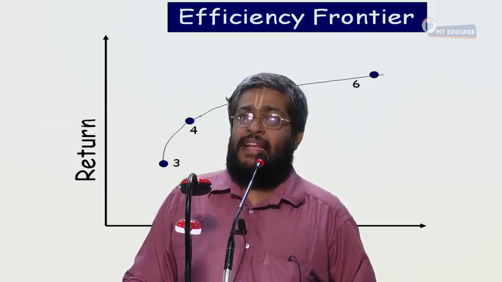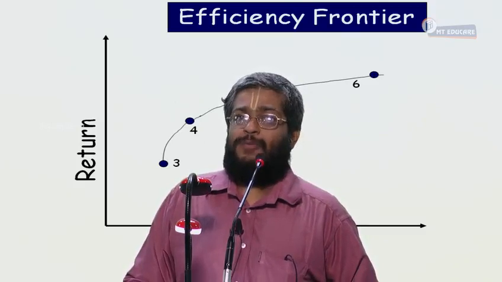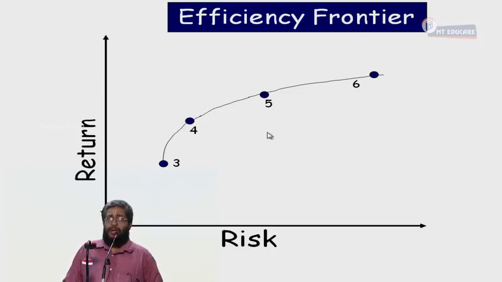Suppose in a stock exchange there is a share Z, a security called Security Z. And look at this point. For this risk, it is giving the following return. Yes or no? This Z is inferior to 4 as well as 5. Because the 5 gives more return for the same risk. But the 4 gives the same return for a lower risk. That means the Z is inferior to 5 as well as 4. Right or not? So, any point in the graph which is below the efficiency frontier is an inefficient point, yes or no?